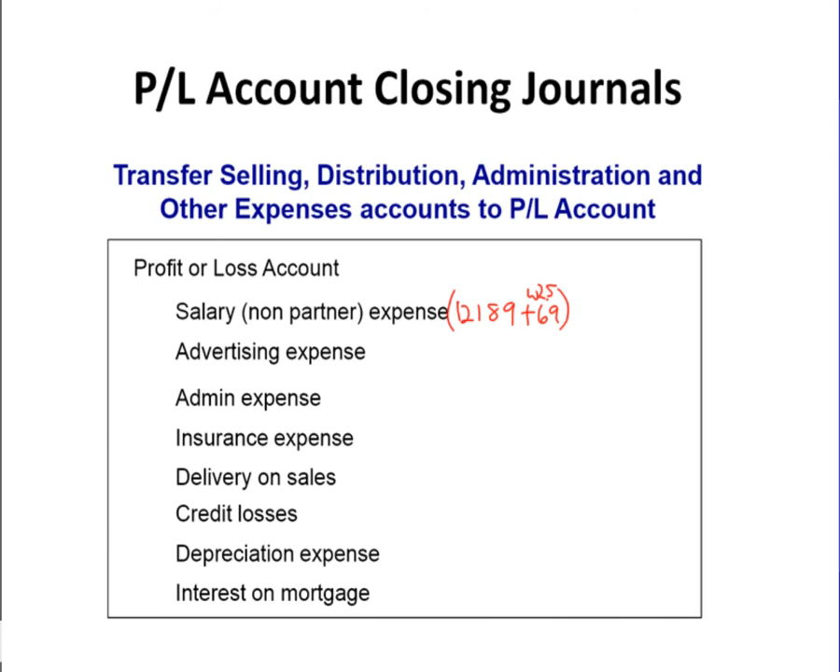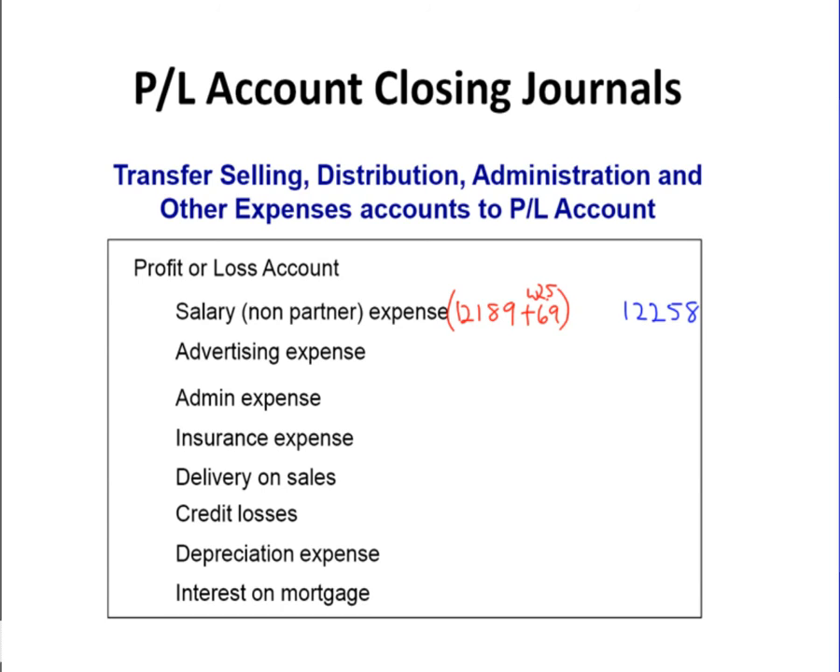Okay, and that salary expense is then going to be, let's add that up, 12,189 plus 69 is going to be 12,258. Okay, double check that on your calculator. I'm doing that in my head. It might be a bit rusty. My maths is terrible. Okay, so it's 12,258.